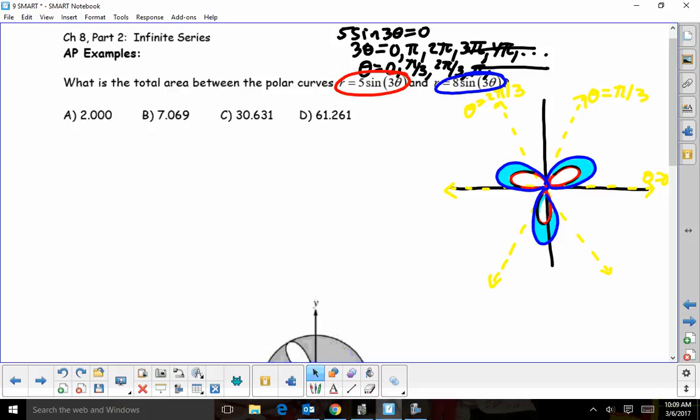Well, that's what you have to decide. And that's why the tangents at the pole are going to help you so much, because it tells me where I stop and start with one petal.